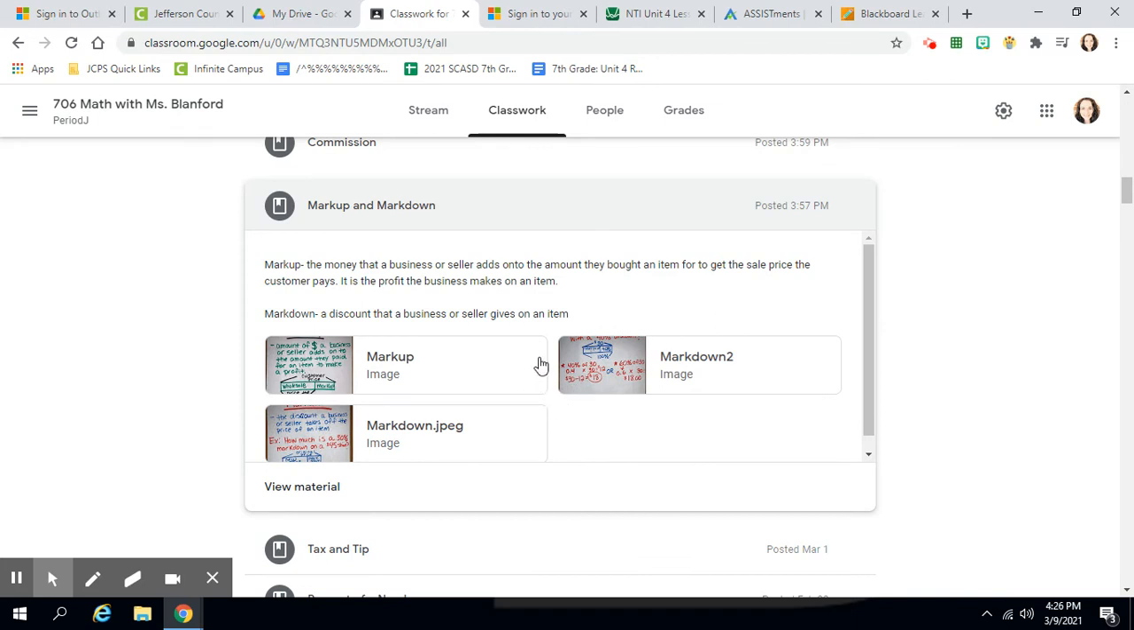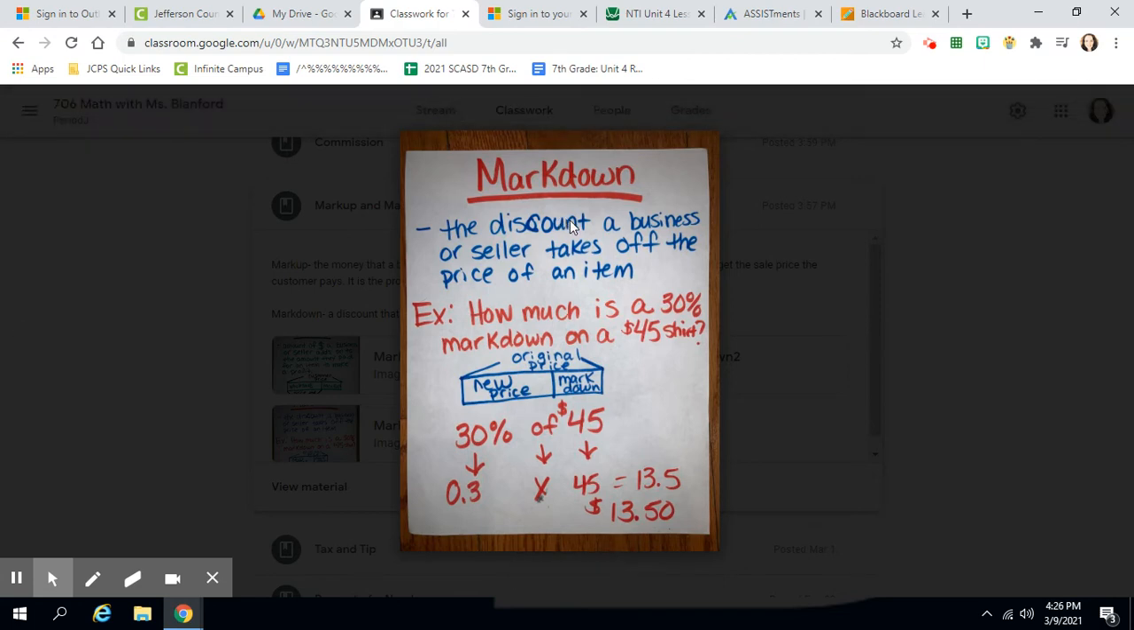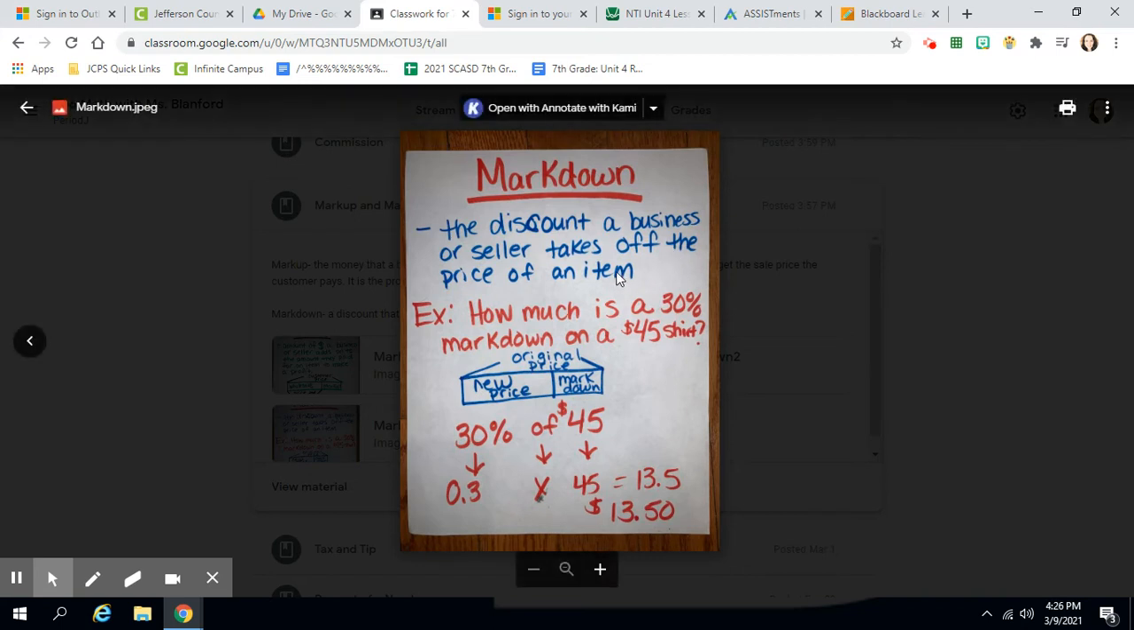The other item or the other type of thing that we're going to be looking at today is a markdown. Now, a markdown is kind of the opposite of a markup, right? Mark up, mark down. So a markdown is when a business or a seller discounts a price of an item. There's different reasons why they might discount it. This is basically having a sale or having a coupon, right?